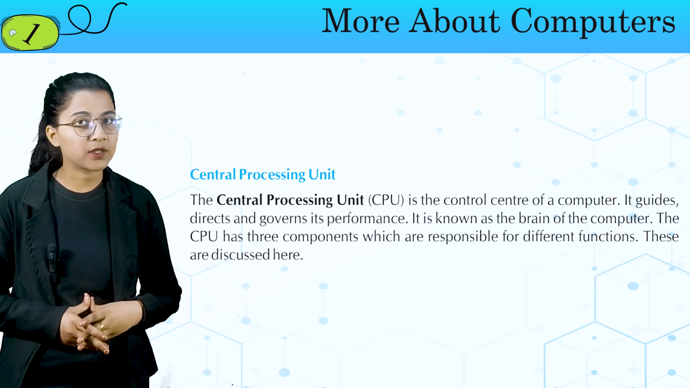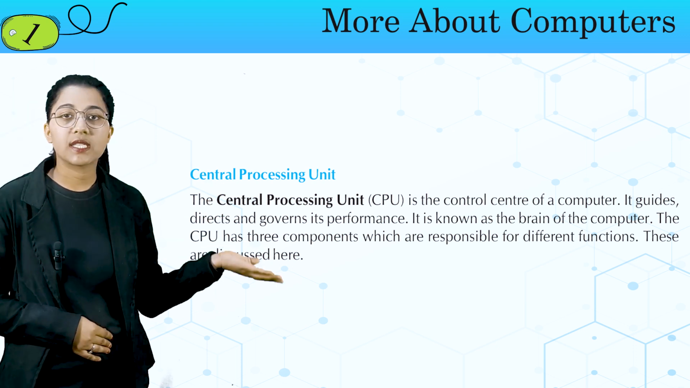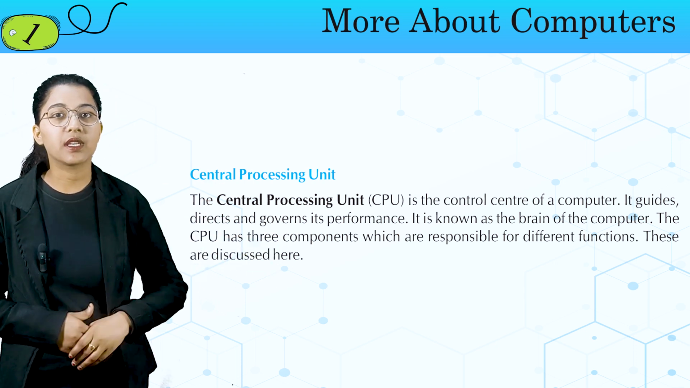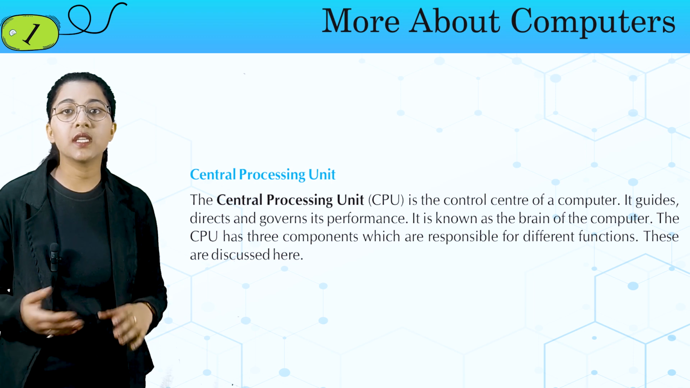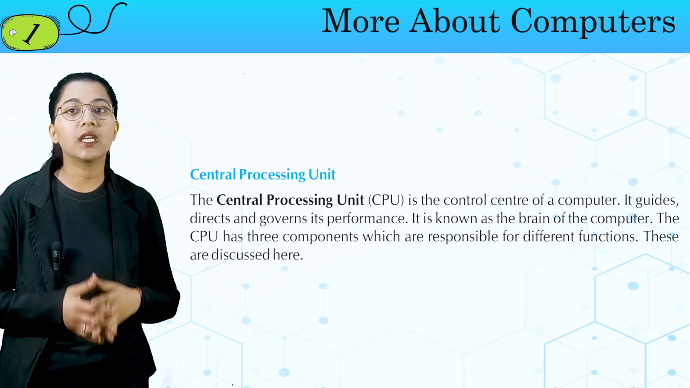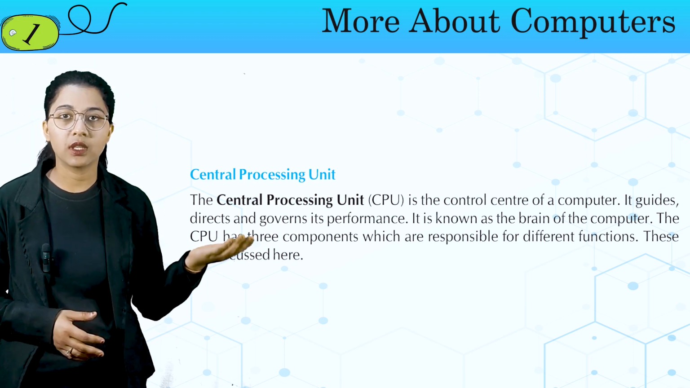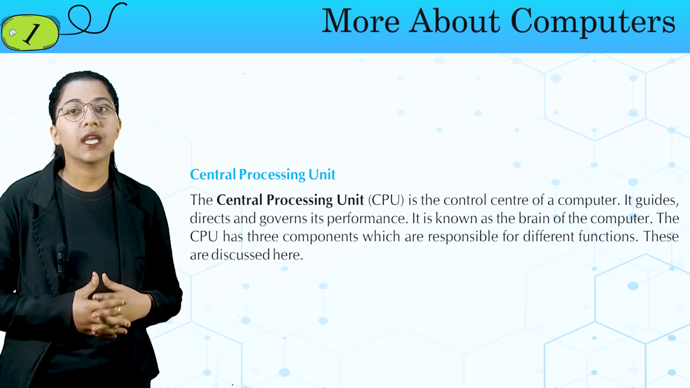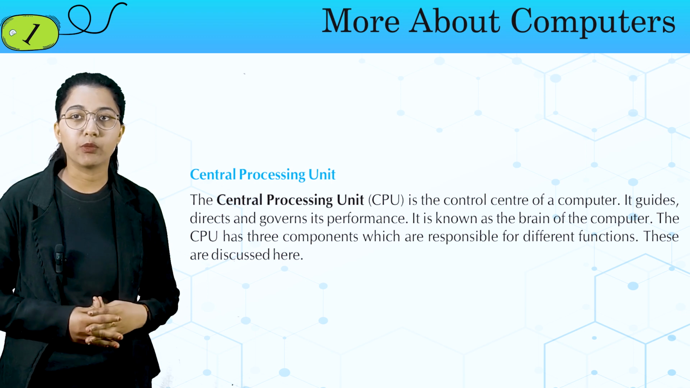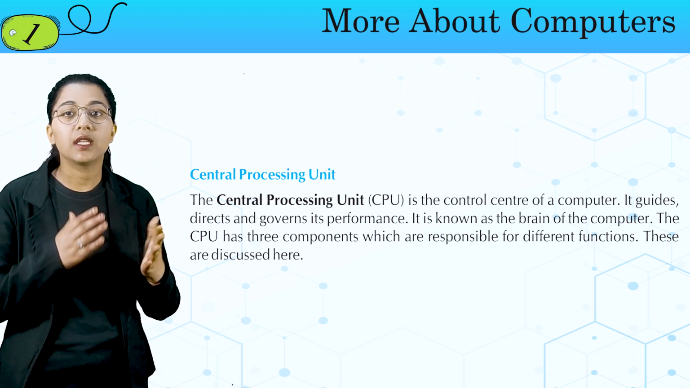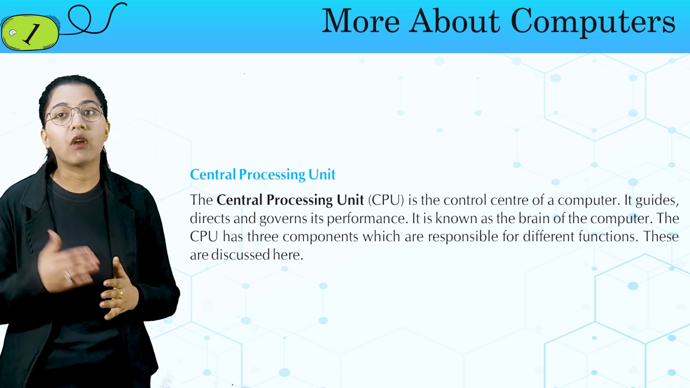Now our next topic is Central Processing Unit. So students, let's read it. The Central Processing Unit, that is CPU, is the control center of a computer. It guides, directs and governs its performance. It is known as the brain of the computer. So students, the CPU is known as the brain of a computer.